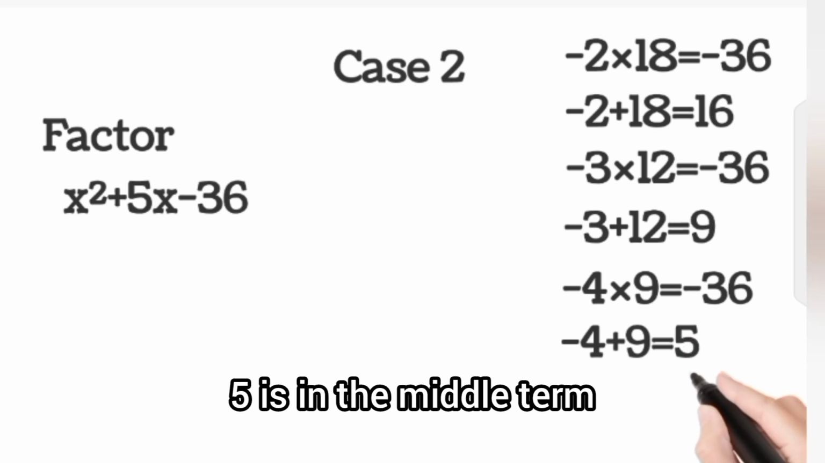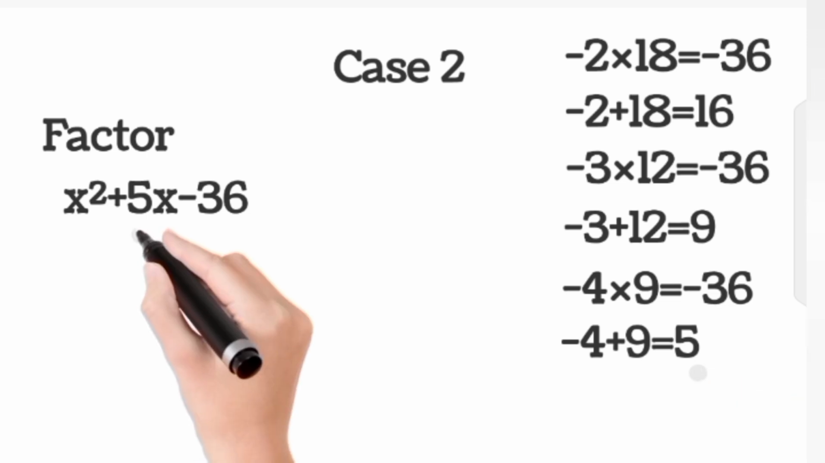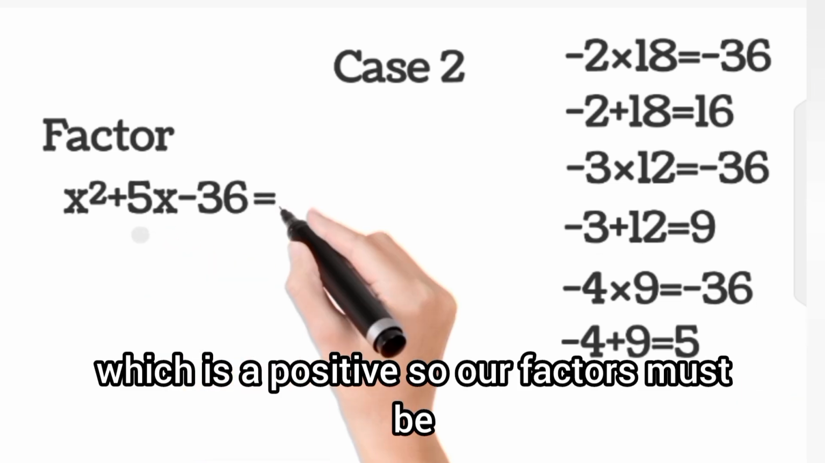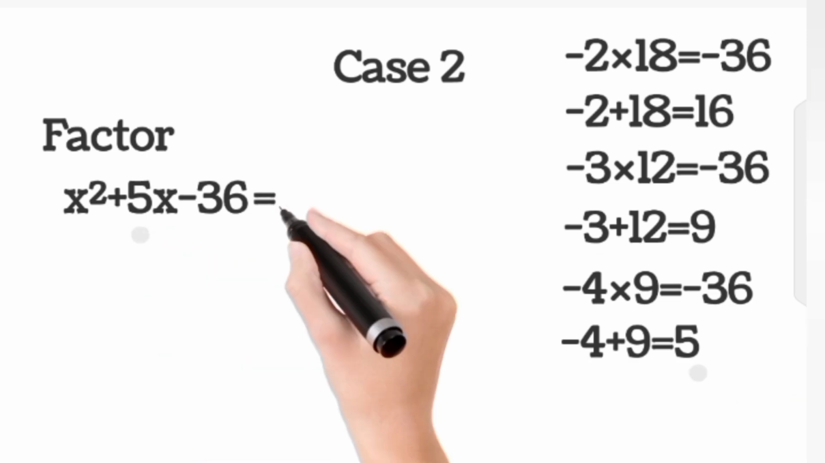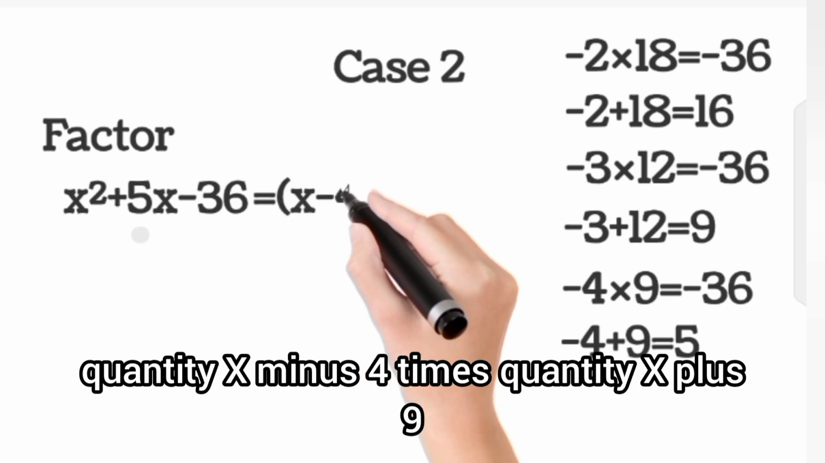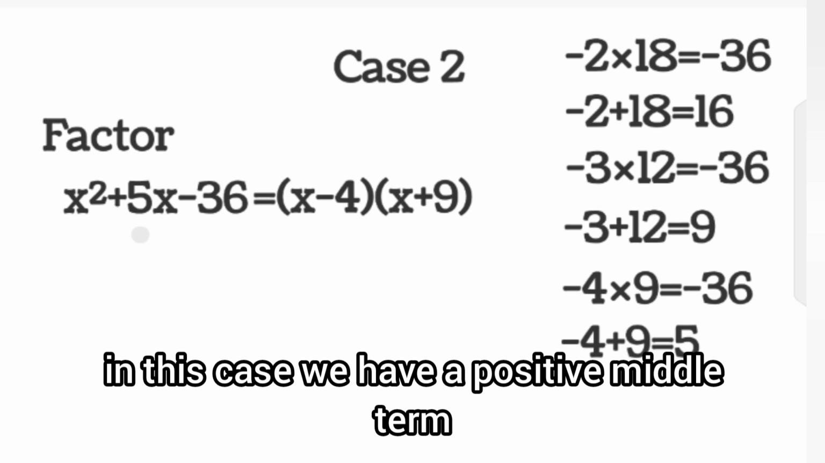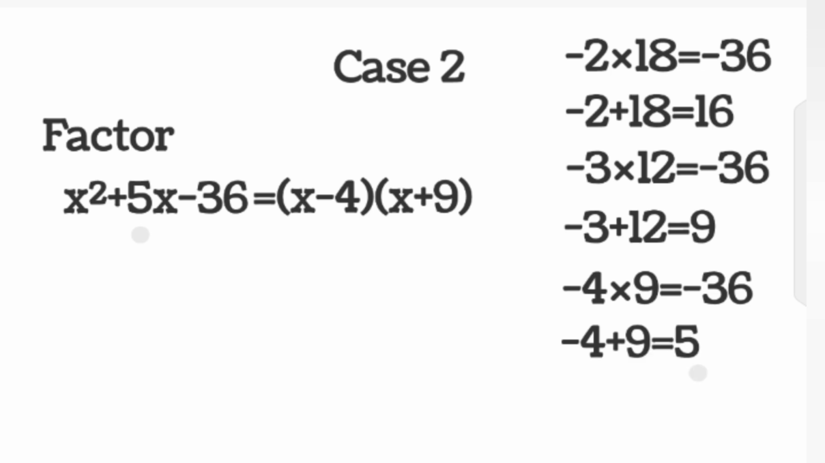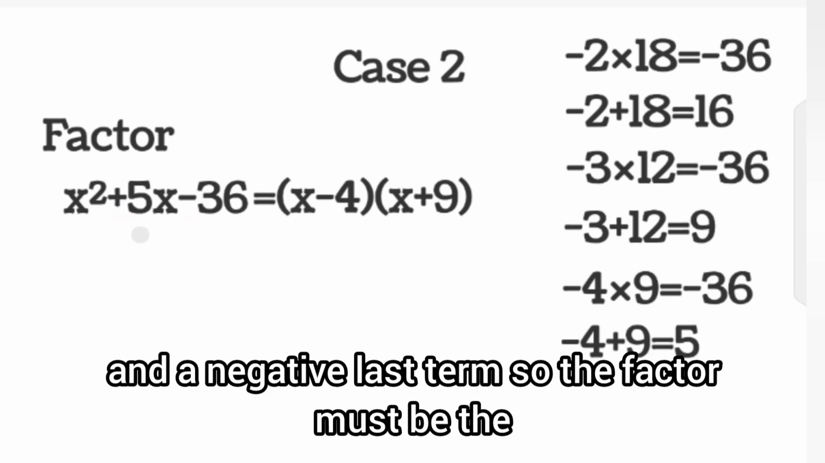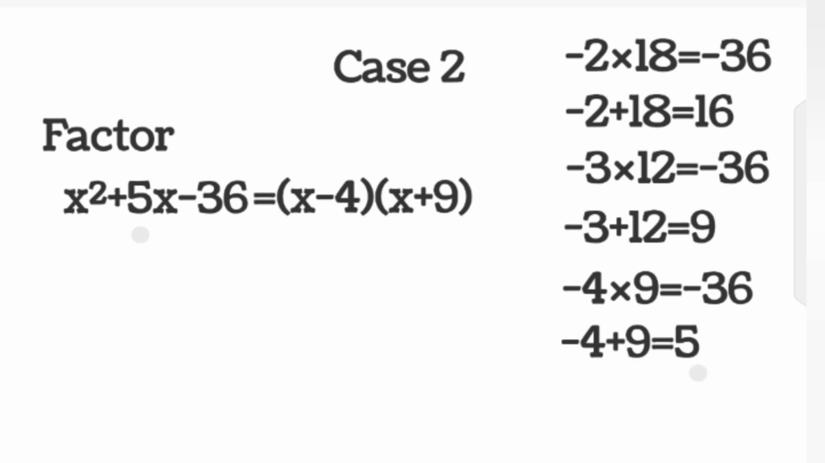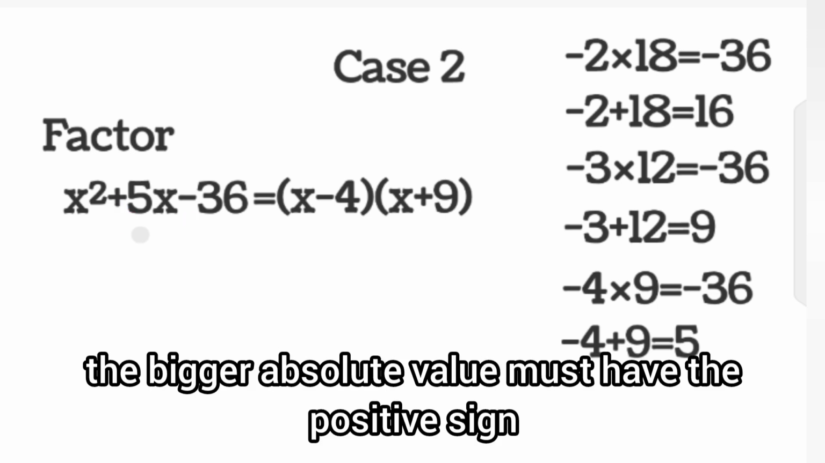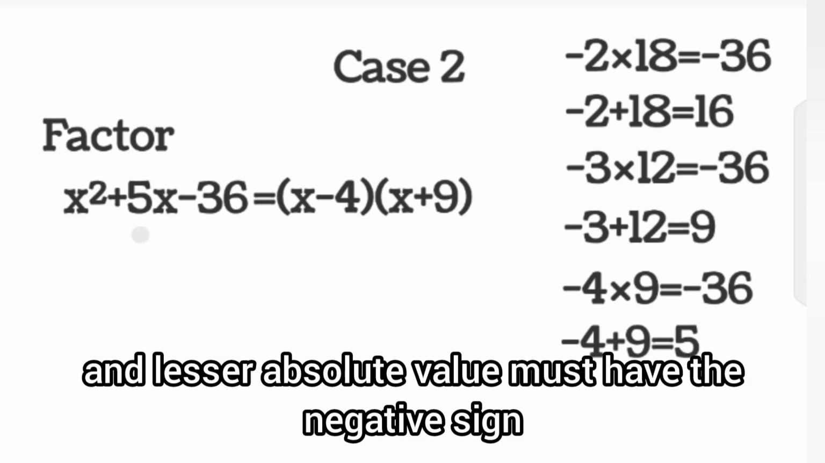5 is in the middle term, which is a positive. So our factors must be quantity x minus 4 times quantity x plus 9. In this case, we have a positive middle term and a negative last term. So the factors must be the bigger absolute value must have the positive sign, and lesser absolute value must have the negative sign.